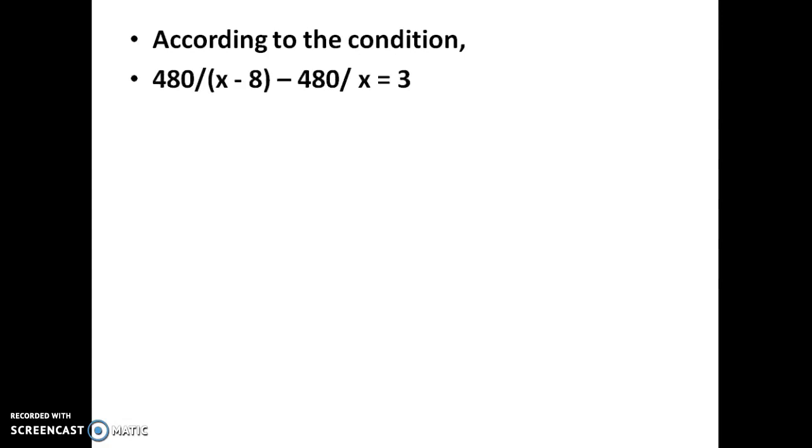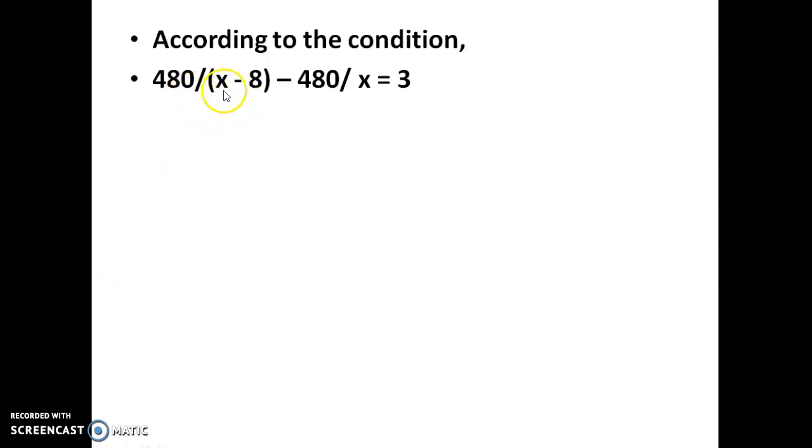Now it's already given in the question that it took extra 3 hours. So the difference between these two times is 3 hours. That we have to represent in the form of an equation. The first speed and its time, and the second speed and the time taken to travel. That difference is 3 hours, so we have to equate it. So 480 divided by x minus 8.